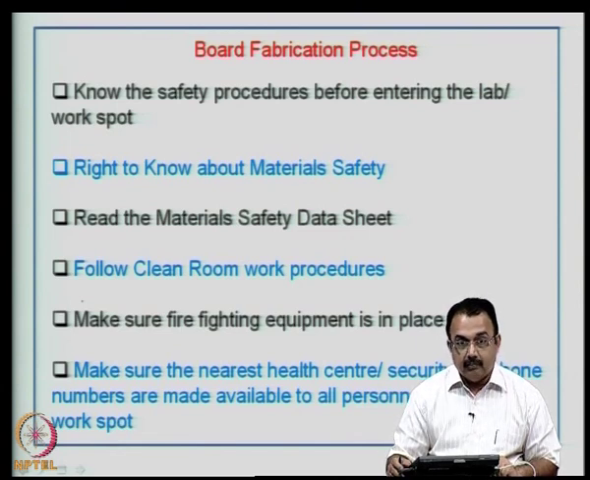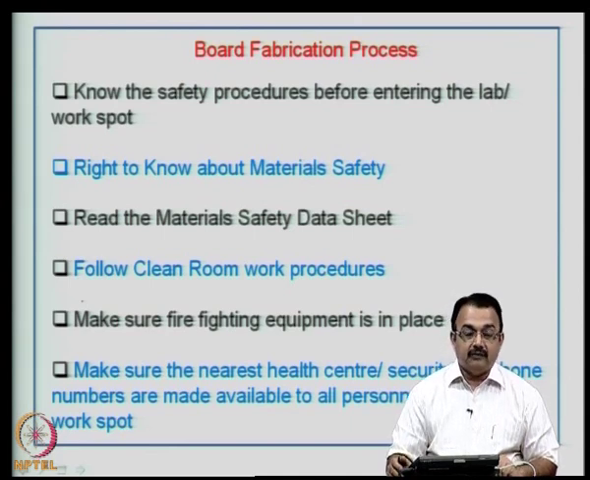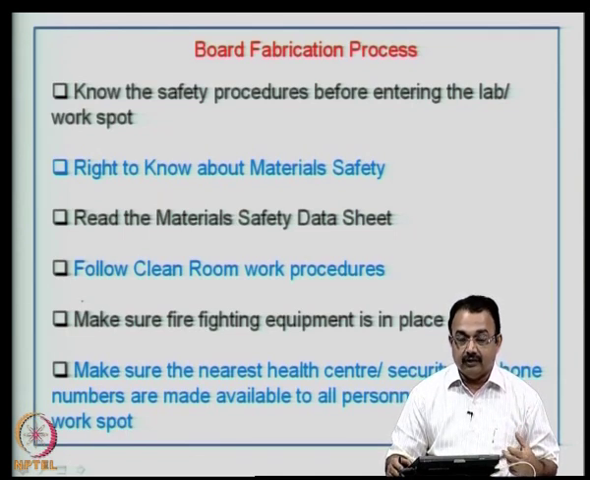You need to know about the material safety, and you have the right to know about material safety. So, any workplace will have to give you material safety instructions. You can demand for it. Read the material safety data sheet that is available for every material.